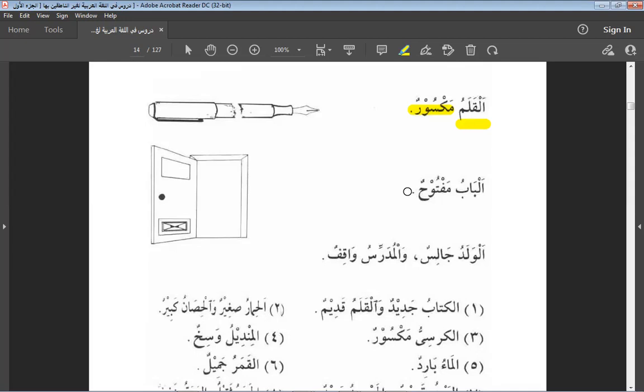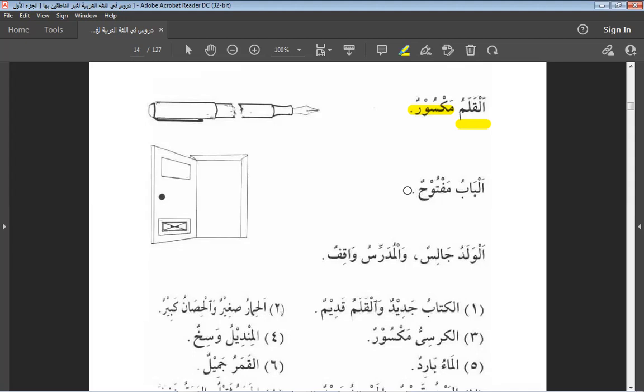The noun that begins a nominal sentence is called mubtada, M-U-B-T-A-D-A. Because we begin our sentence with it, we call it mubtada. And the other part, be it a noun or a verb that follows it, is called khabar.